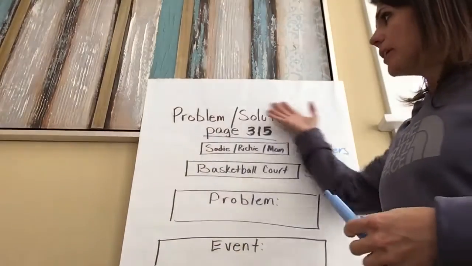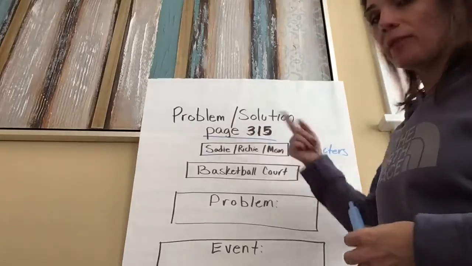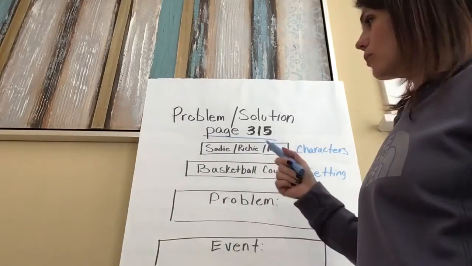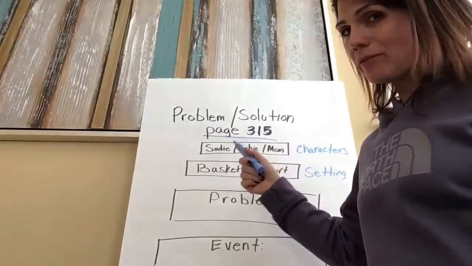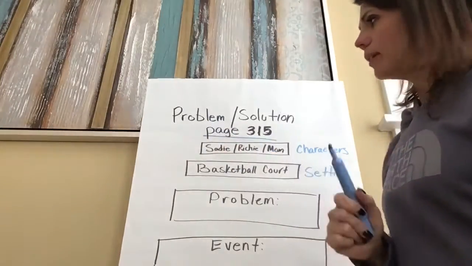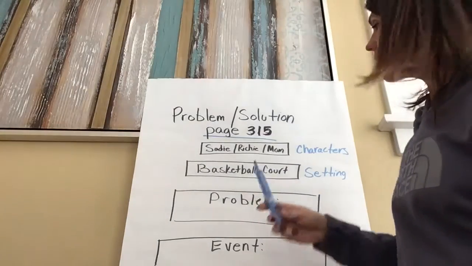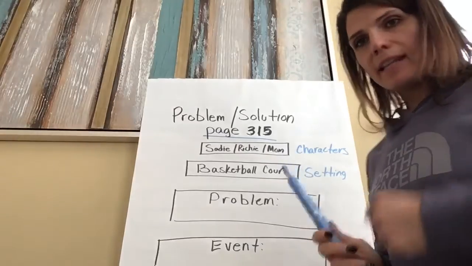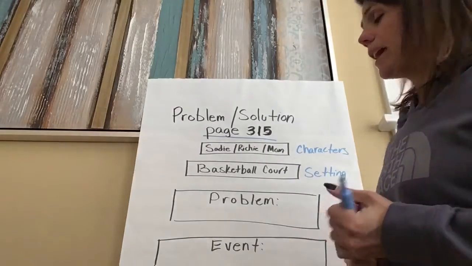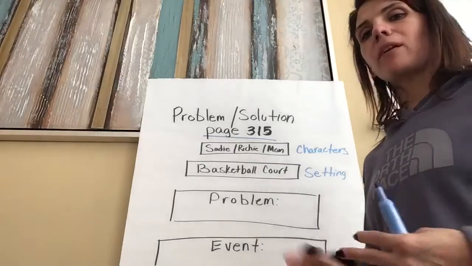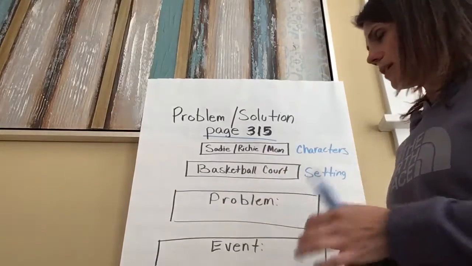So, up here, and it also tells you on page 315 of your book. So if you were to go back into the story on your computer and go to page 315, there is a section there where it shows you problem and solution, okay? And here it shows us our characters are Sadie, and Richie, and their mom, okay? And it also talks about the setting in this next little box here, okay?